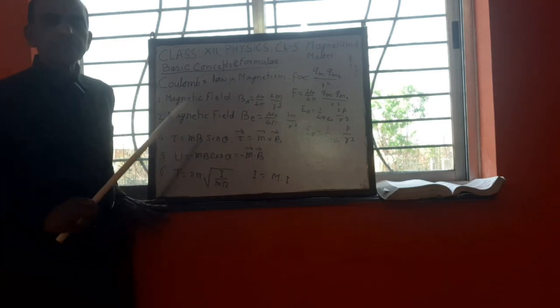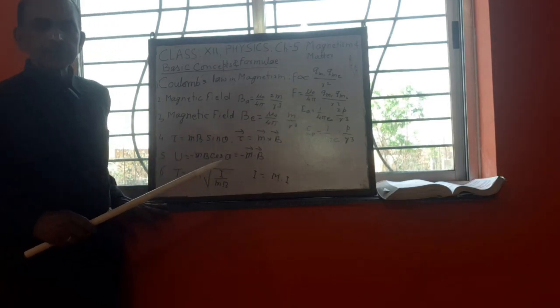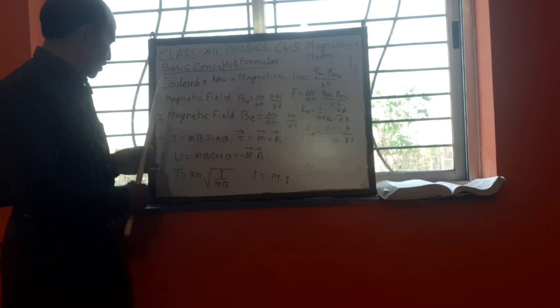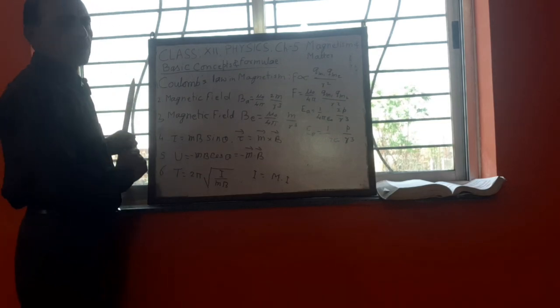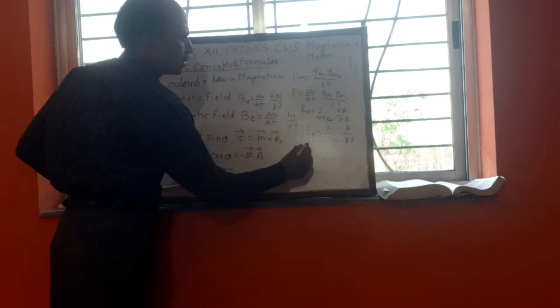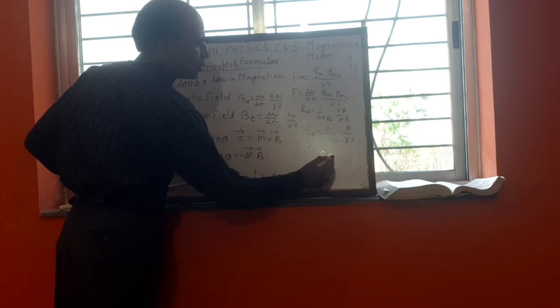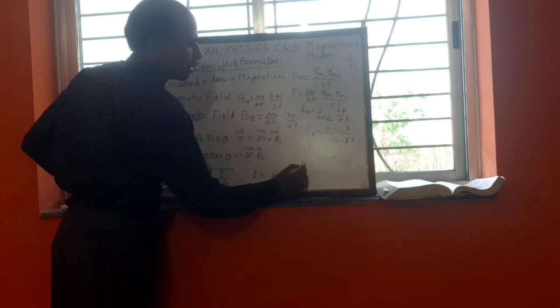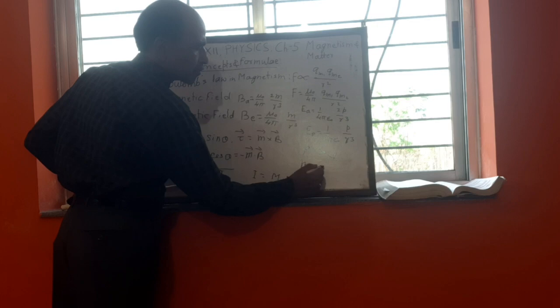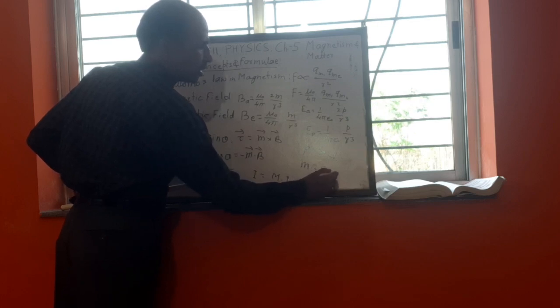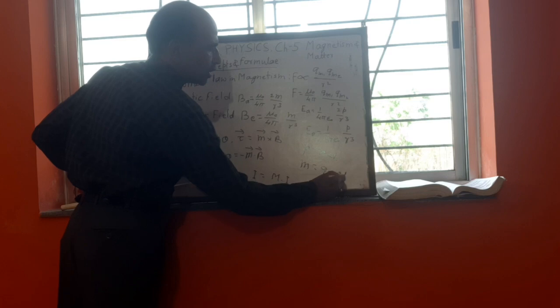Now electric dipole you have read. Electric dipole moment P is equal to Q into 2L. Magnetic dipole moment M is equal to this Qm, the pole strength, into 2L.